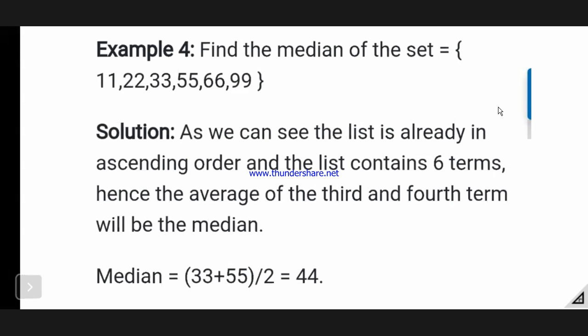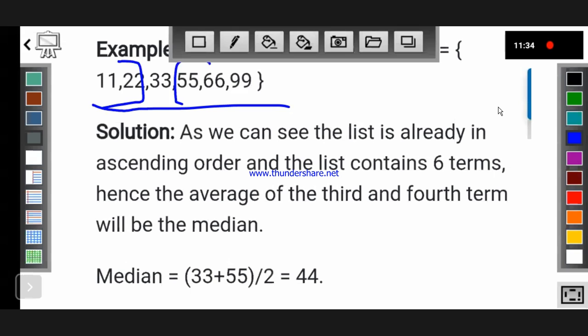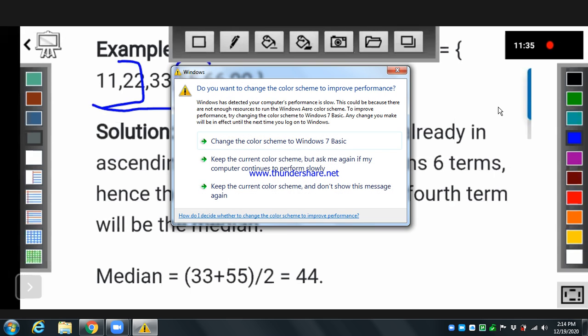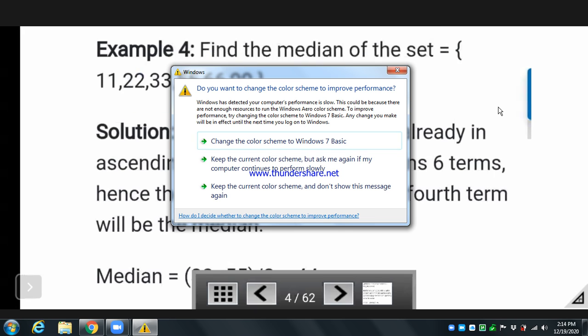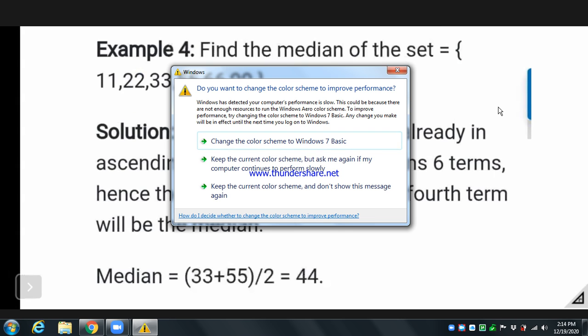They are asking us to calculate the median with an even number of terms. In this, the set is already arranged in ascending order. We will just split it. While splitting, we will get two values in the middle, that is 33 and 55.